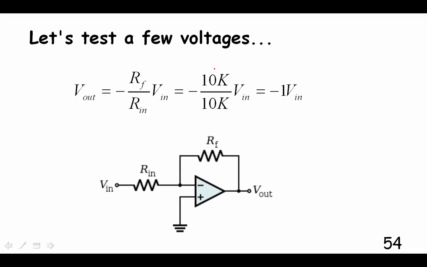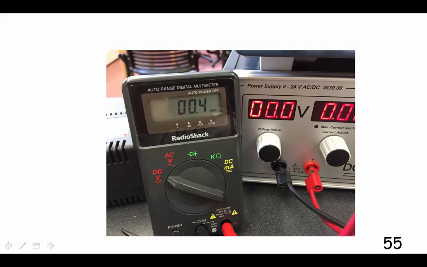Okay, let's test a few voltages for this particular op amp. This would be an inverting op amp of gain -1. So let's see if we really get a gain of -1. Here we have the input voltage of 0 volts according to my DC power supply, and I'm getting 0.4 millivolts, which is pretty close to 0.